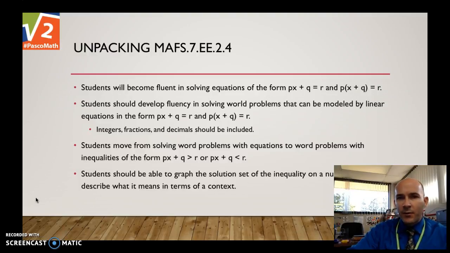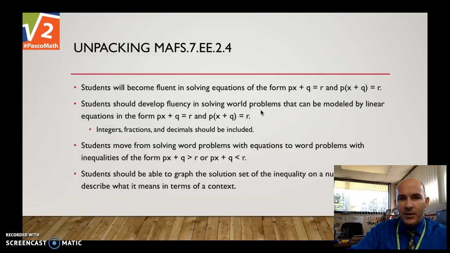Students will become fluent in solving equations of the form px plus q equals r and p times the quantity x plus q equals r. They need to develop fluency in solving word problems that can be modeled by linear equations in the form px plus q equals r and p times the quantity x plus q equals r.